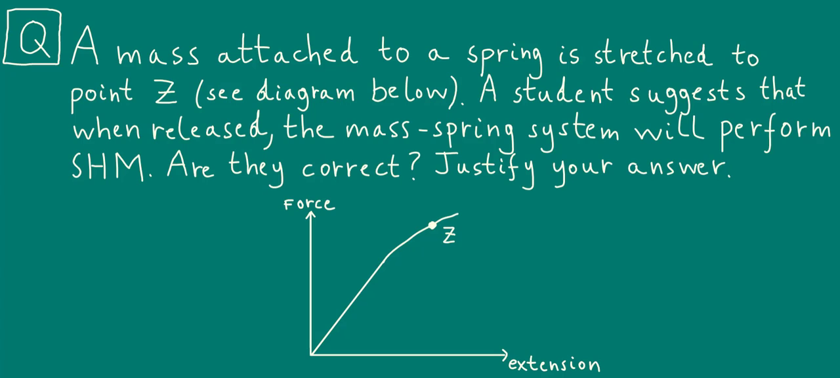A mass attached to a spring is stretched to point Z. See diagram below. A student suggests that when released, the mass spring system will perform SHM. Are they correct? Justify your answer. Please pause the video here and have a think about this by yourself. When you're done, unpause the video and we'll discuss the solution.